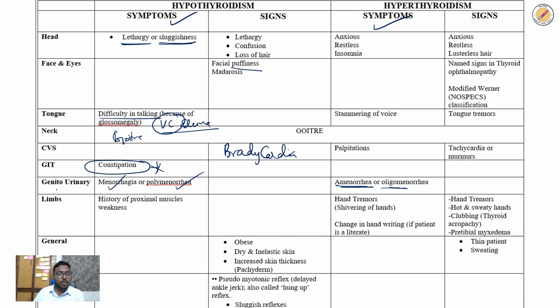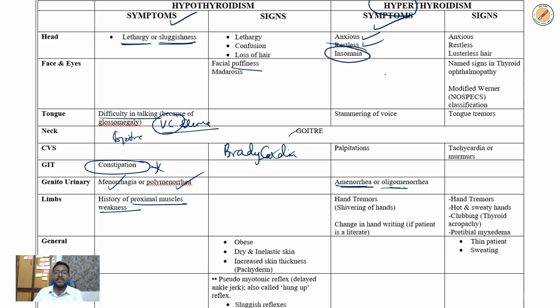Now, coming to limbs, usually there will be history suggestive of proximal muscle weakness. There will be proximal myopathy. And coming to general, usually in case of hypothyroidism, there will be dry and inelastic skin. That will be more of a sign. Now coming to hyperthyroidism, what are the important symptoms? Again, you can remember from top to bottom. So in hypothyroidism, patient is very lethargic and sluggish. Here you have got opposite, very anxious, very restless, and there will be insomnia, right?